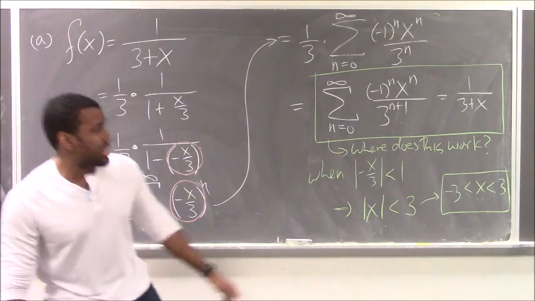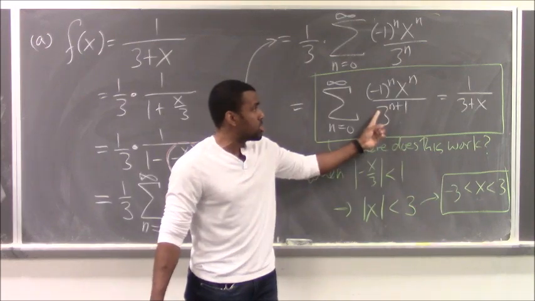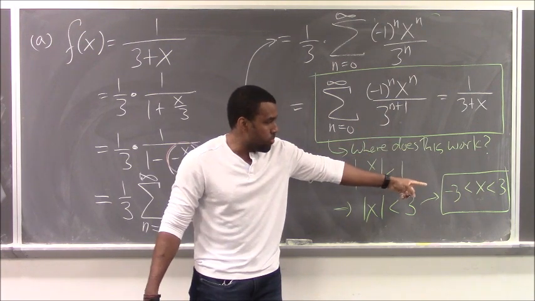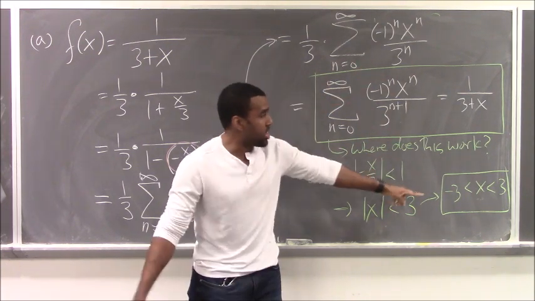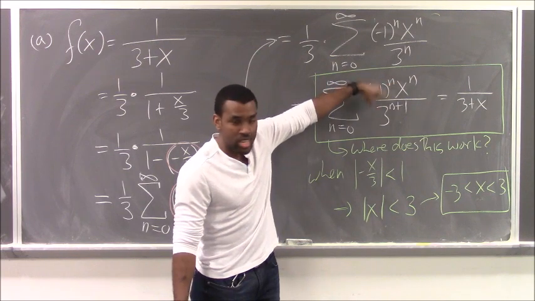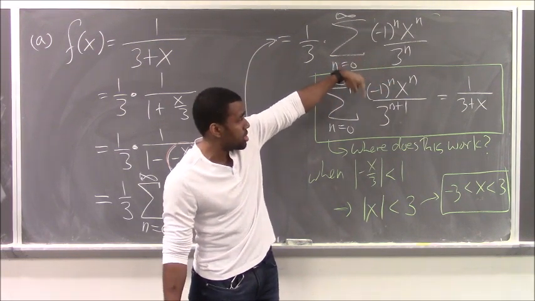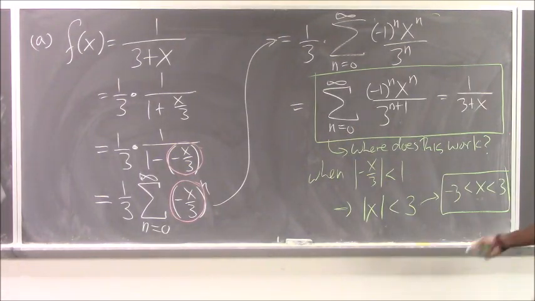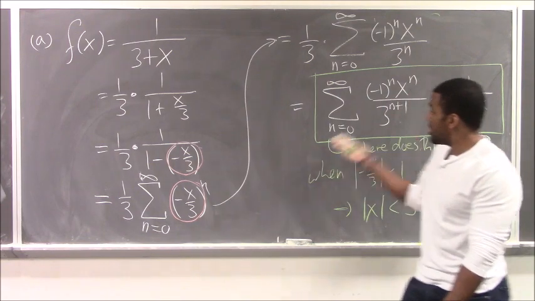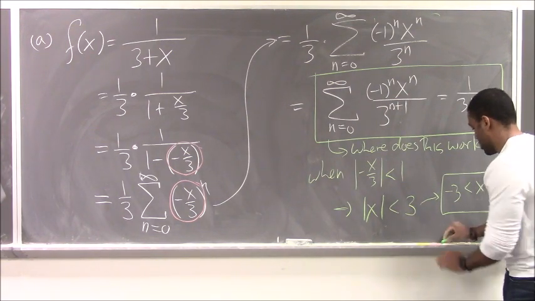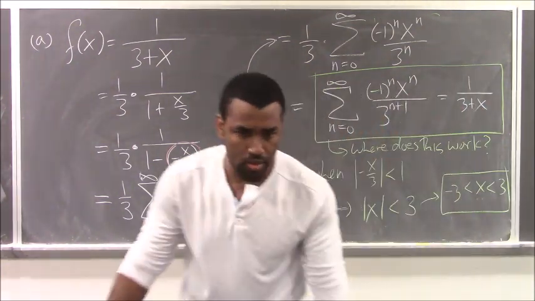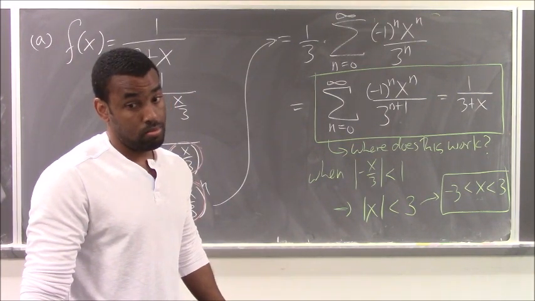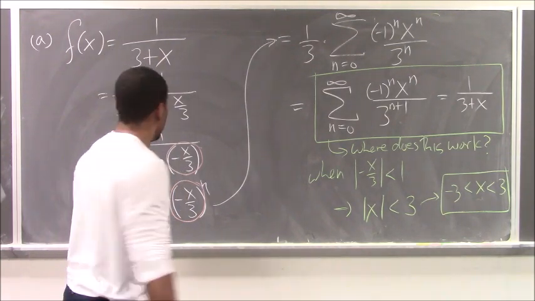Now, once I'm outside this window, this series is going to diverge. In fact, if I plug in x equals 4, for example, the test for divergence here is going to give us that this diverges, because that limit is going to go to infinity. But yeah, so that's one way we can write this function as a series. Any questions on this one? Let's try the second one.